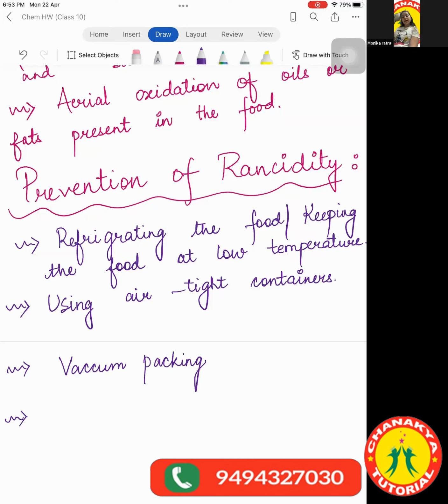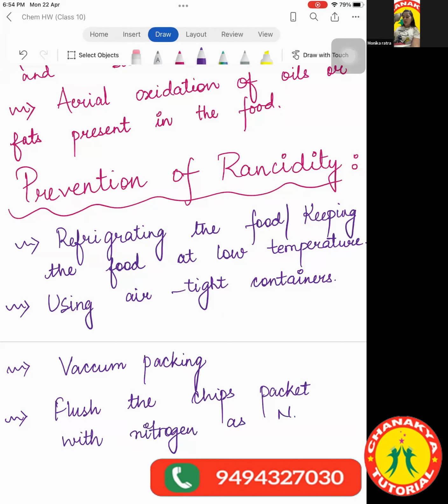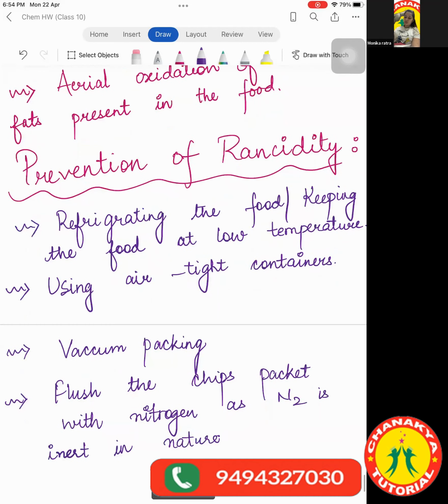Okay, what is the gas which is present in the chips packet? Nitrogen. Yes. So, flush the chips packet with nitrogen. Why nitrogen? Because nitrogen is inert in nature. So it doesn't react and prevents the food from rancidity.